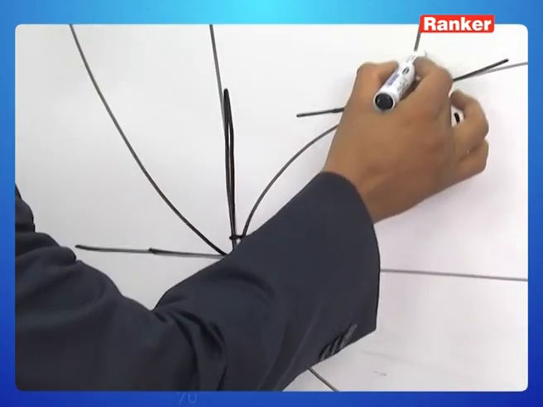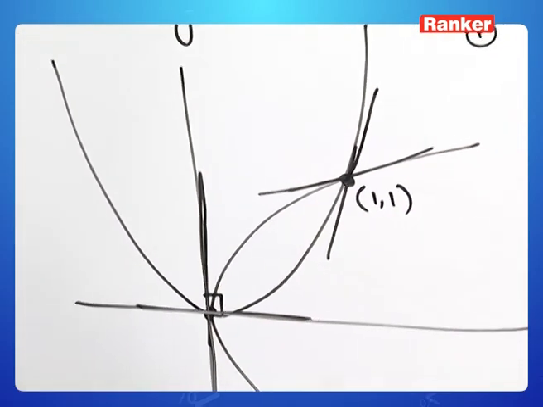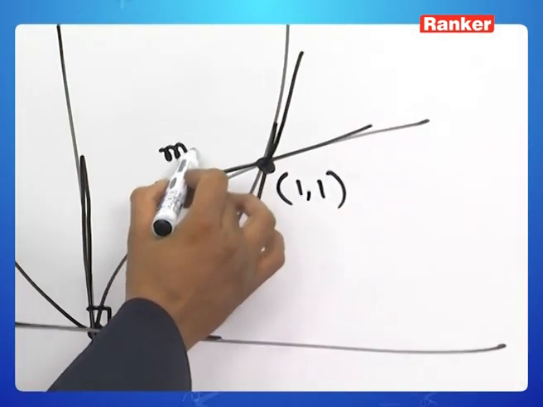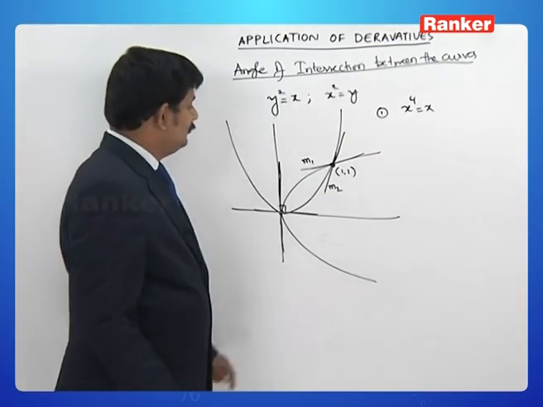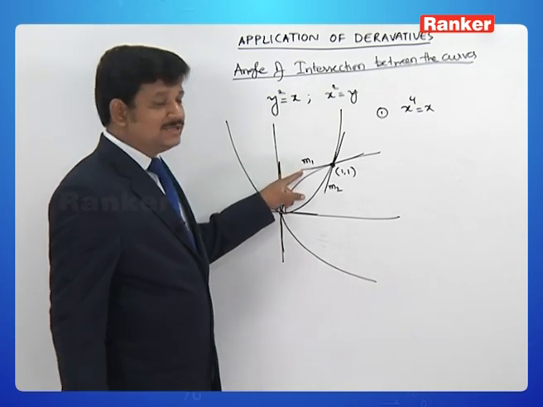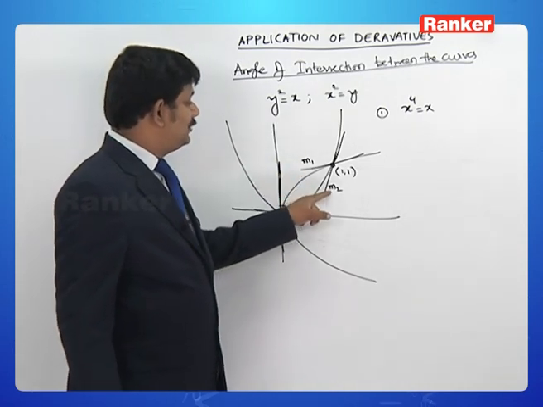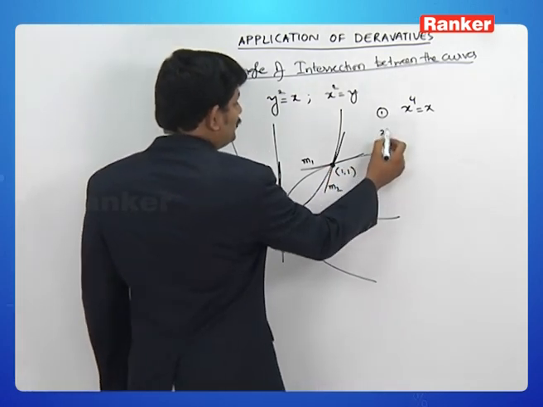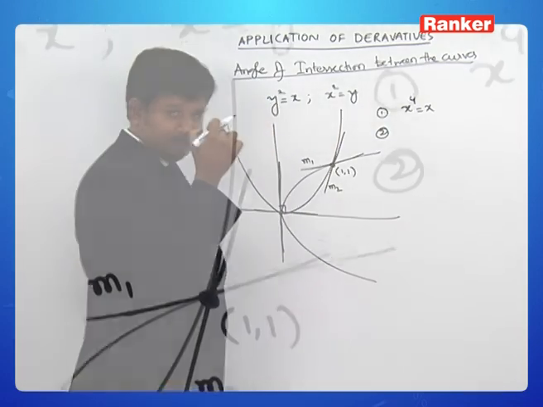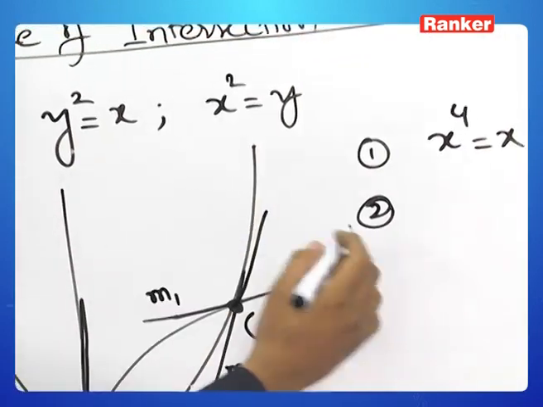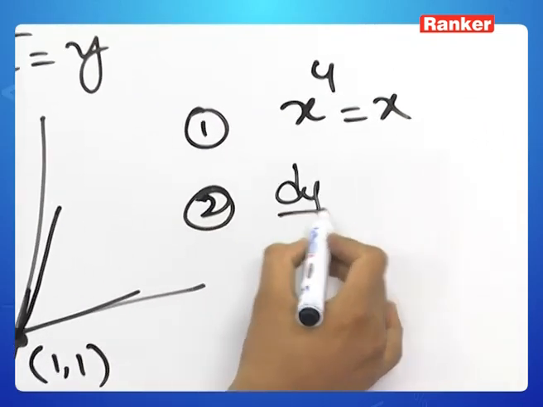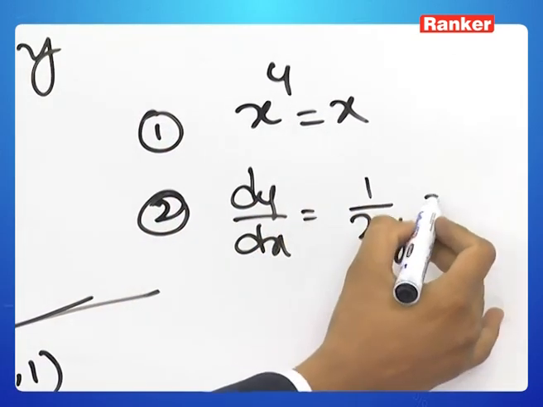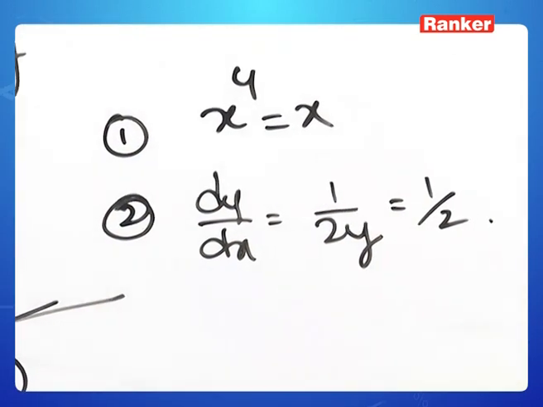Now, let us find the angle of intersection at the point 1 comma 1. For that we have to find the slope of the tangents to both the curves. Let us say for y square is equal to x, the slope of the tangent is m1, and for x square is equal to y, the slope of the tangent is m2 at the point 1 comma 1. m1 is what? Differentiate the curve. 2y dy by dx is equal to 1, or dy by dx is 1 by 2y. At the point 1 comma 1 it is half. So, m1 is equal to 1 by 2.